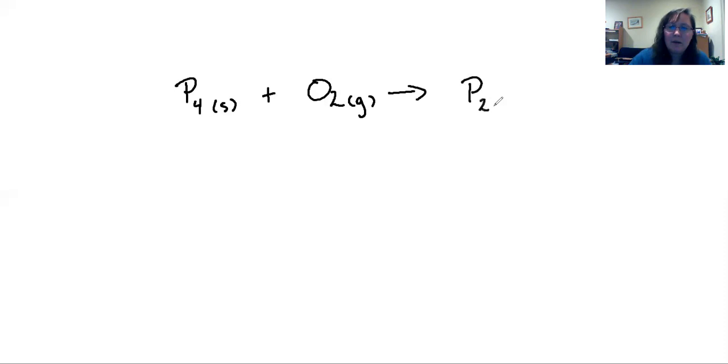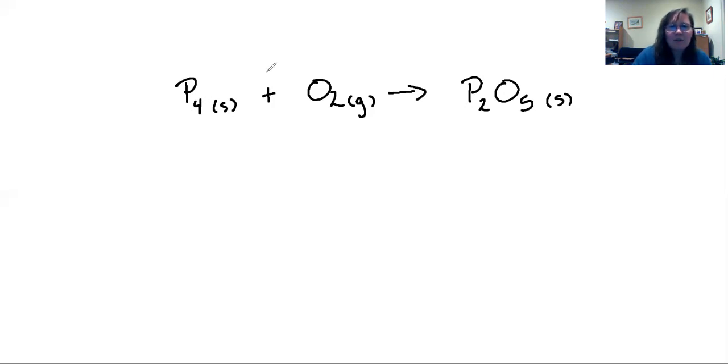Okay, so first of all, we have P4, one form of elemental phosphorus, which is basically 4 phosphorus atoms stuck together, plus oxygen gas, and that will yield diphosphorus pentoxide. Okay, now my first step is going to be to balance this.